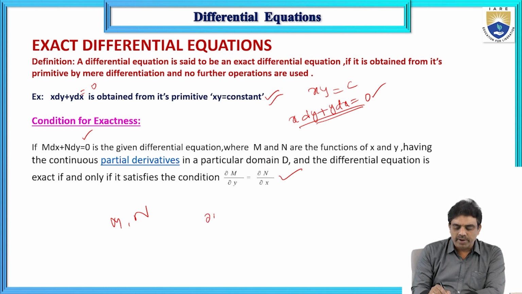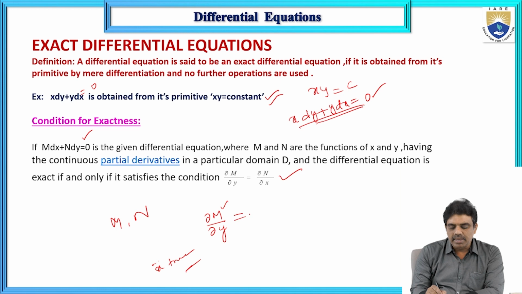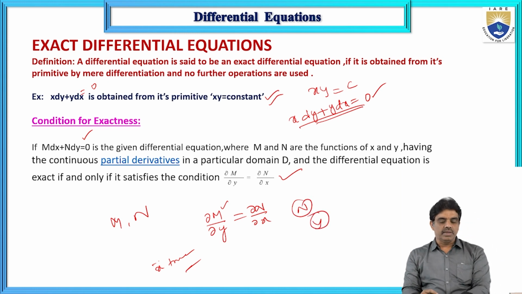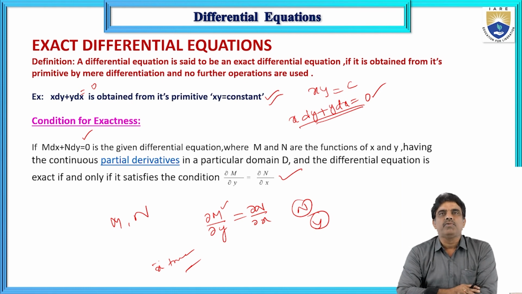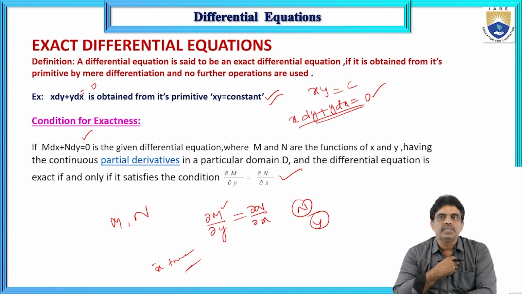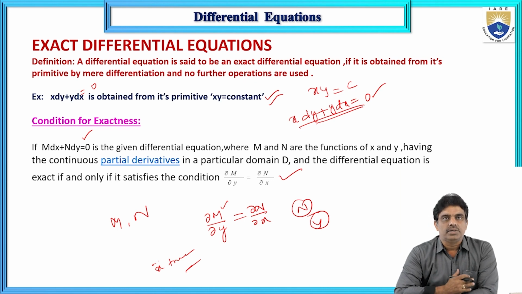So what is dou m by dou y? Dou m by dou y means the partial derivative of m with respect to y. That means when you are doing the partial derivative with respect to y, treat x terms as constant. Similarly, to find dou n by dou x, when you are differentiating partially with respect to x, treat y terms as constant. Very simple. If the given equation is obtained from its primitive only, then its differential equation is said to be an exact equation. So to check whether the given equation is exact or not, we see the condition.